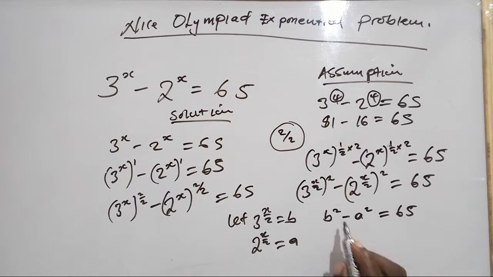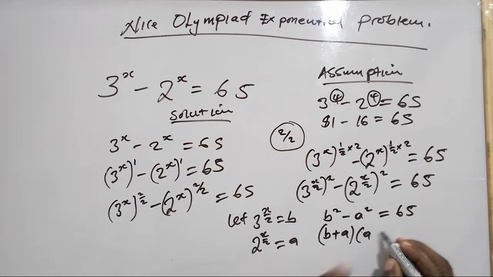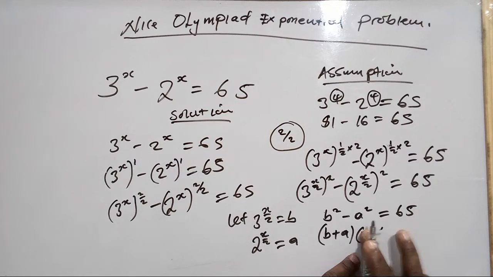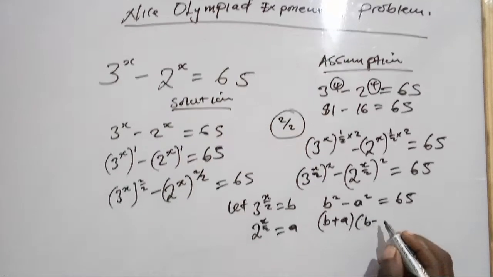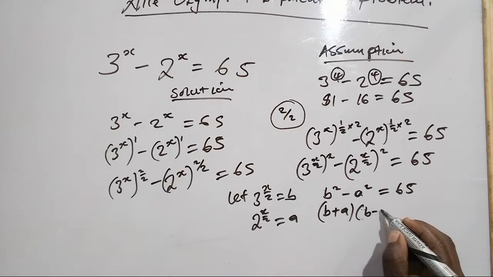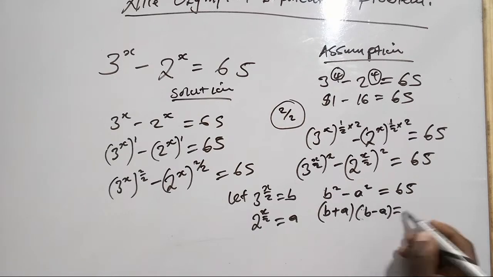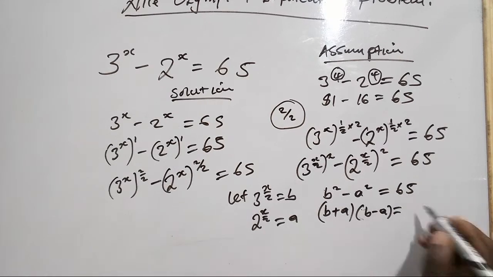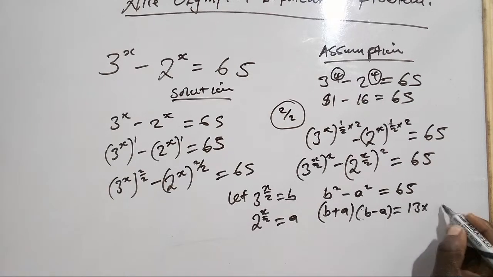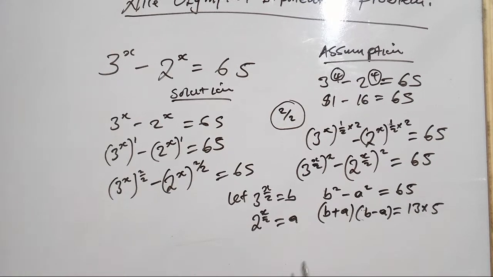Now b squared minus a squared is a difference of two squares, in which we have b plus a times b minus a, equal to 65. We can break it into two parts. We can say 13 times 5, right?